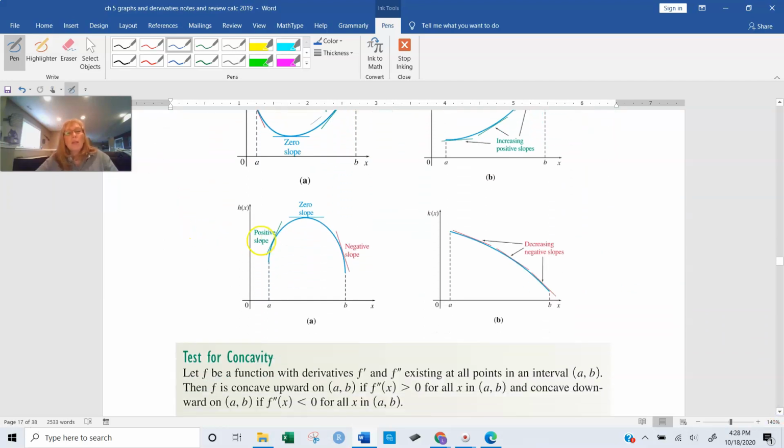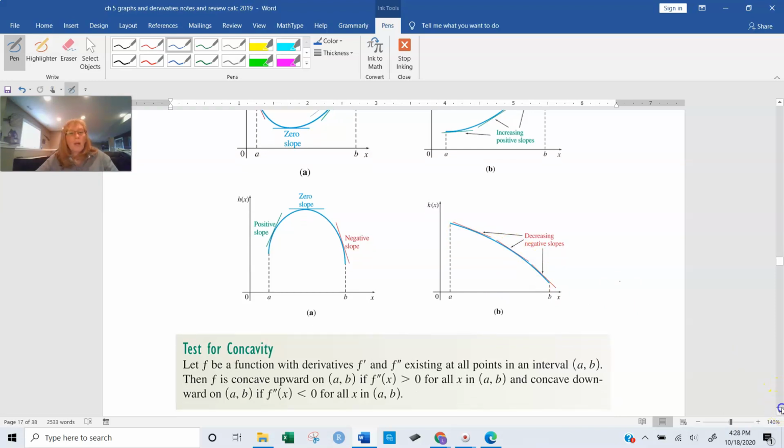Okay, when you look at this one, we have a positive slope, 0, negative slope, so they flipped around. When you do that, it's concave down. Again, it's decreasing, decreasing, decreasing. Since it's always decreasing, it's also concave down. I know, nothing too earth-shattering, right?